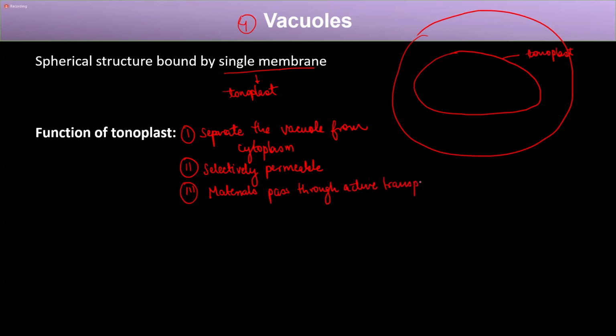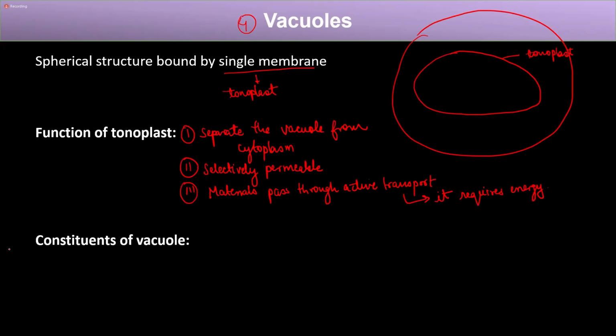So what does active transport mean? Active transport means that for transporting these materials across the tonoplast, energy is required. So these are the functions of the tonoplast.